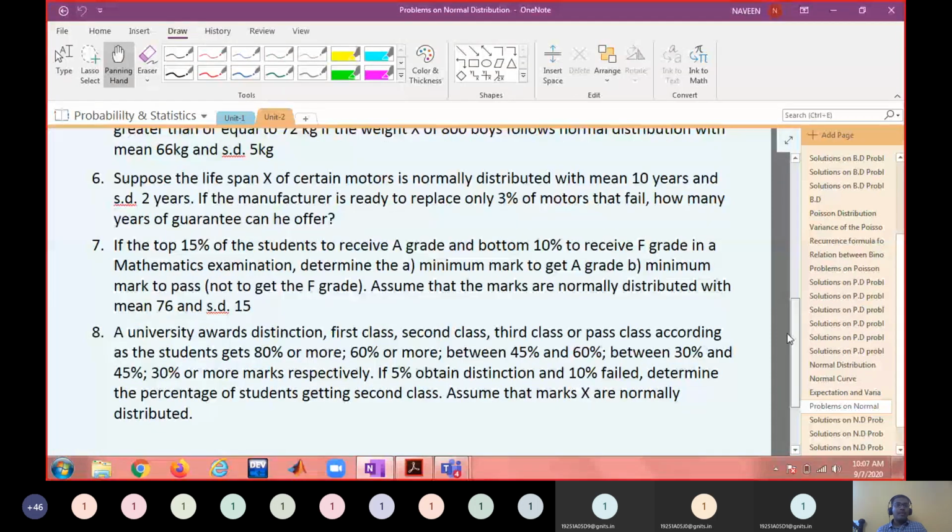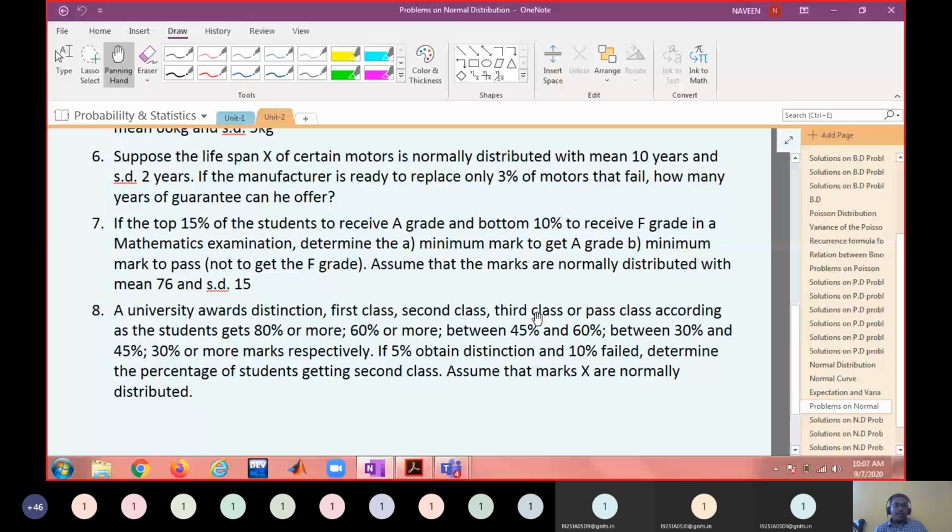So note down the sixth problem. This is a good one. Suppose that the lifespan of certain motors is normally distributed with mean 10 years and standard deviation 2 years.